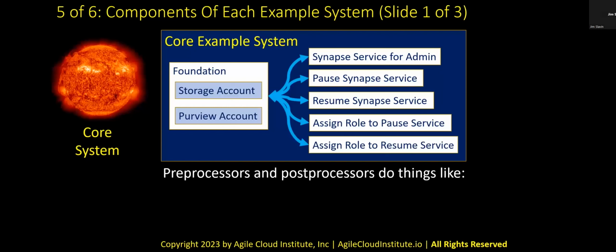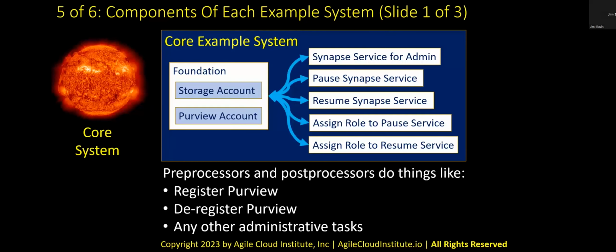Preprocessors and postprocessors are scripts that you can specify to run before or after a cloud template is run. In this example, the preprocessors and postprocessors do things like register the Purview service with your Azure subscription so that a Purview account can be created, remove the Purview service after the rest of the core system is destroyed so that it does not remain after it is needed, and other types of administrative tasks that work around the limitations of whatever cloud scripting language you might be using.